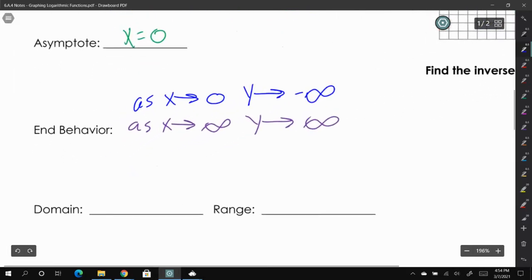Domain. The domain is going to be 0, infinity. And the range of logs is always negative infinity, infinity. And just a double check, 1, 0, 4, 3. So we're confident that we did this correct.